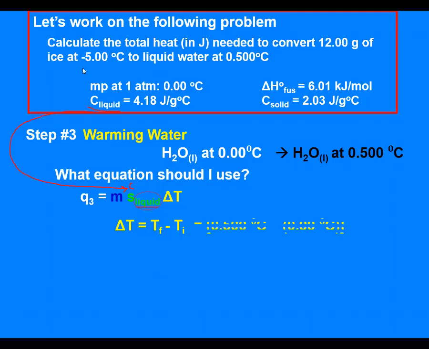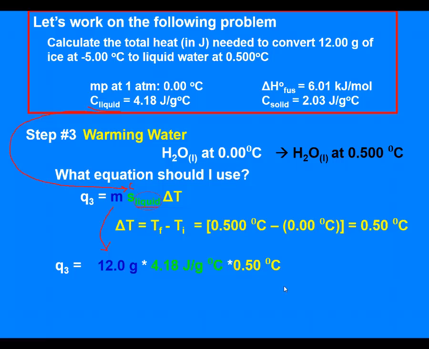All right, so we go ahead and put in 0.5 degrees Celsius minus 0 degrees Celsius. The temperature of the water changes by increasing by a positive 0.5 degrees Celsius as it's heating up. The heat energy change here for Q3 will then be equal to the mass, which is the 12 grams of water, times the specific heat. Since I'm dealing with the liquid state, I make sure I use the specific heat for liquid H2O, so 4.18 joules per gram degrees Celsius, times the change in temperature of a ½ degree increase.